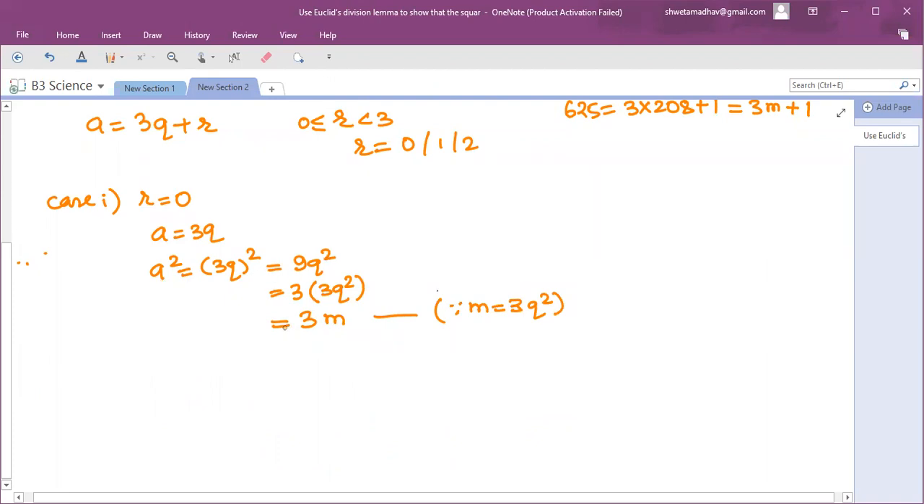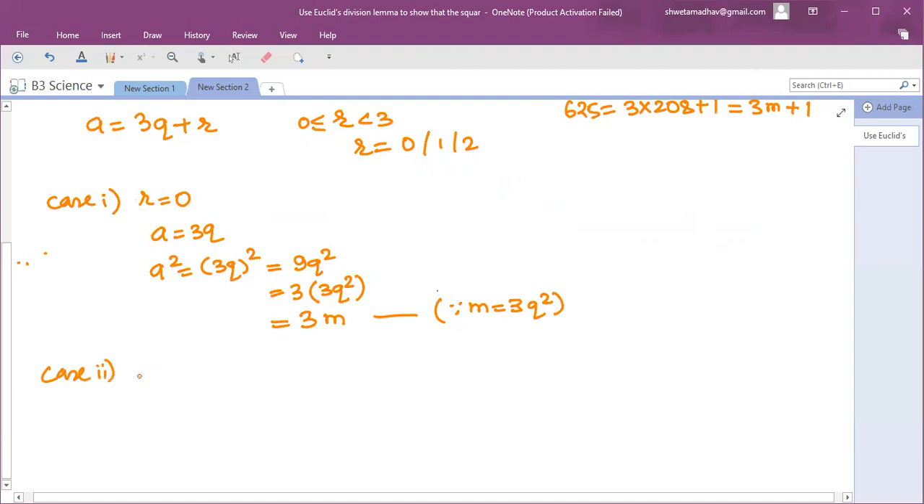So we have to write it in terms of division by 3. So when divided by 3, we have to take 3 common, and whatever quotient is left, we consider as a variable m, where the value of m is 3q square. So a square is of the form 3m, that we got as the first part. So the square of any positive integer is of the form 3m when the number is completely divisible by 3.